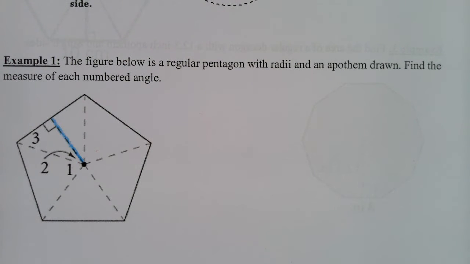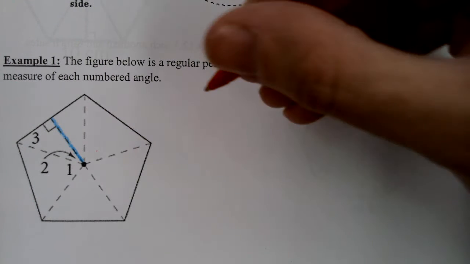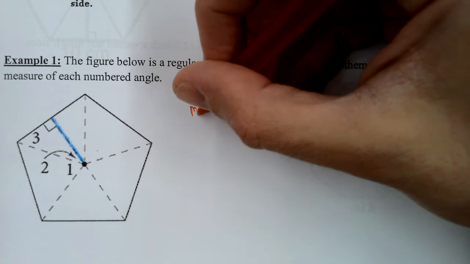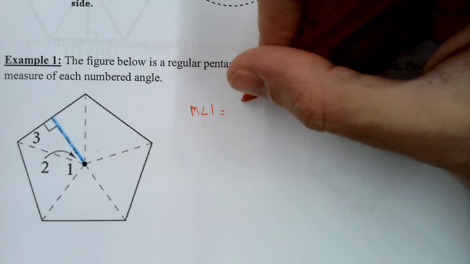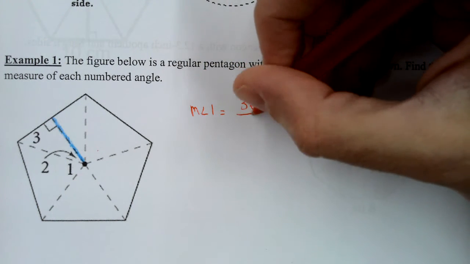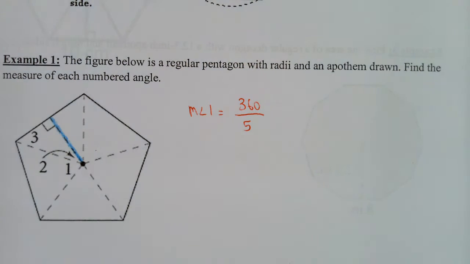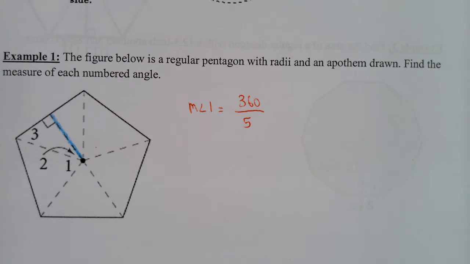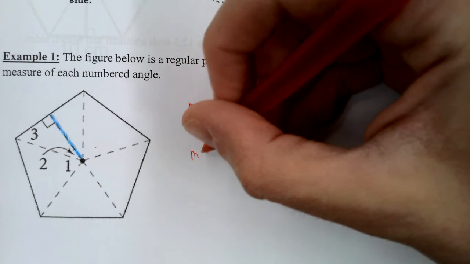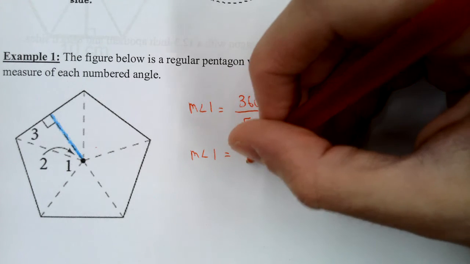Okay, so angle 1 is a central angle. And every central angle is the same in a regular polygon. So I'm going to say that the measure of angle 1 equals 360 divided by 5 because it's 5 central angles. If it was a hexagon, I would divide by 6 because there's 6 sides. Okay? If it was an octagon, I would divide by 8 because there's 8 sides. But this is a pentagon, so I divide by 5 because it's 5 sides, which means that the measure of angle 1 equals 72 degrees.